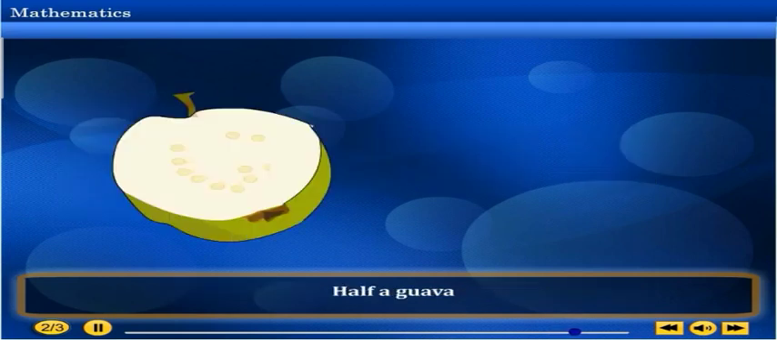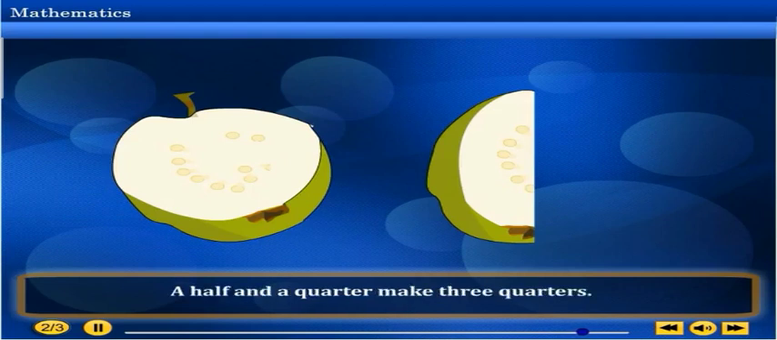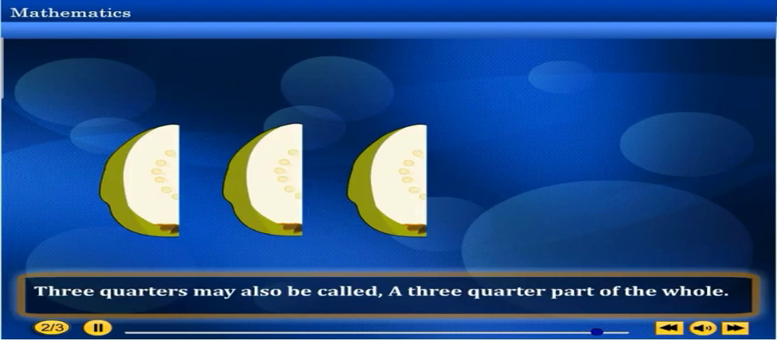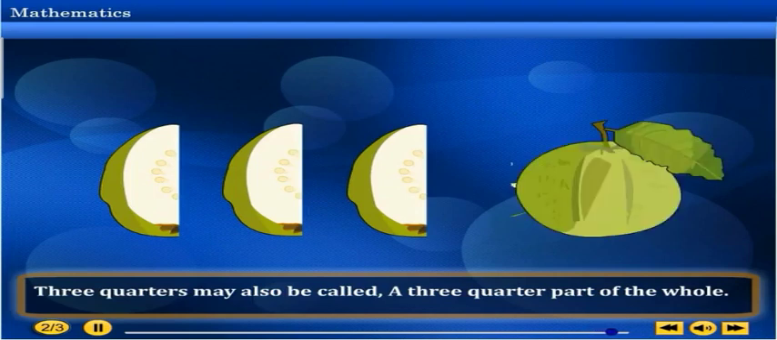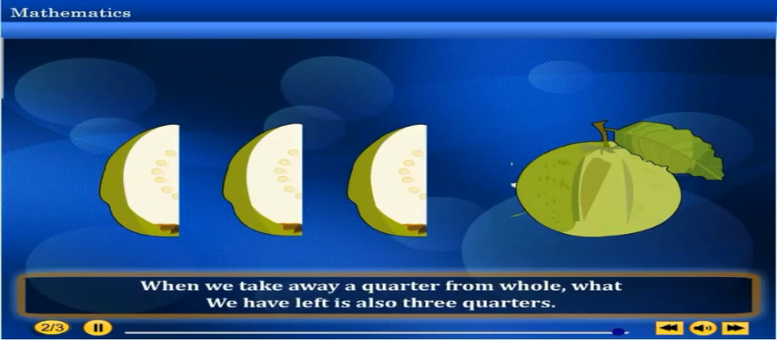Half a guava, a quarter of a guava, a half and a quarter make 3 quarters. 3 quarters may also be called a 3/4 part of the whole. When we take away a quarter from the whole, what we have left is also 3 quarters.